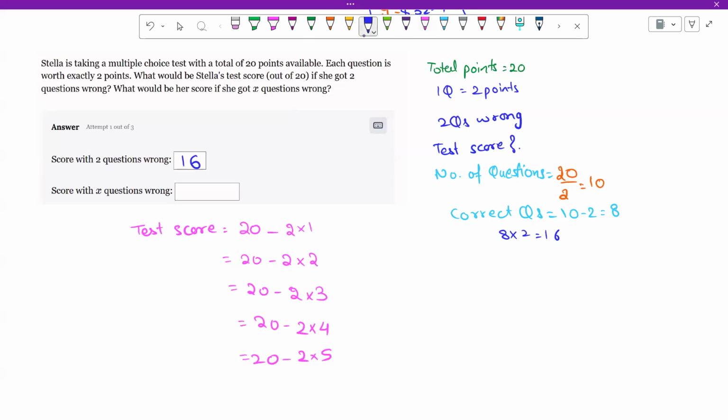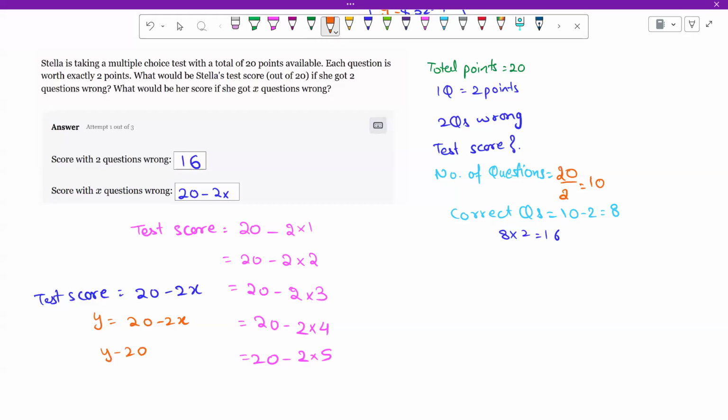So score with wrong questions is 20 minus 2 times the number of questions, right? They are saying X questions. So can we say this is 2x? Yeah. So test score is equal to 20 minus 2x. And let's say the test score is y. So y is 20 minus 2x.